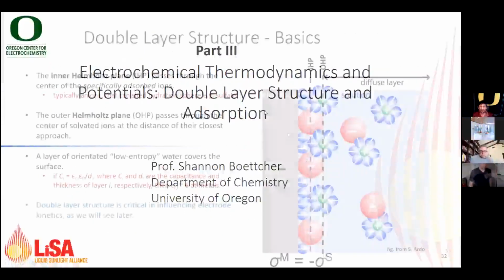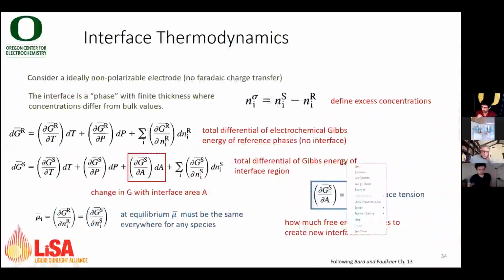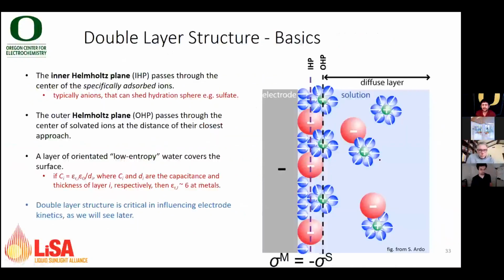So I want to talk about double layer structure. So this is the basics, which you guys have seen before. We typically define a few things. We define something called the inner Helmholtz plane. So if I have an electrode surface, say a solid surface, whether it's a semiconductor or a metal, right? And it's going to have some charge on it, some electronic charge. In this case, it's 1 negative, okay?